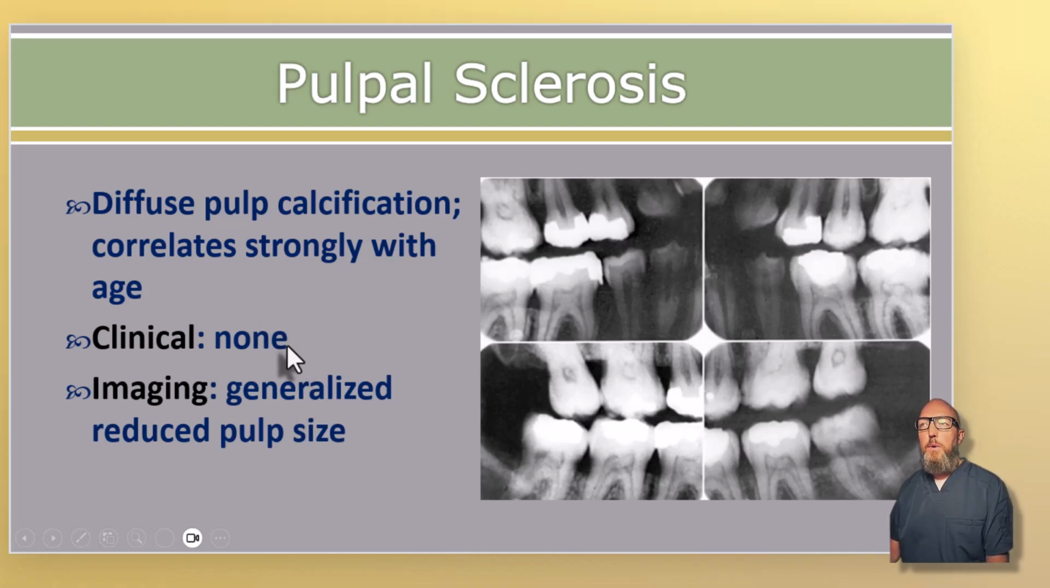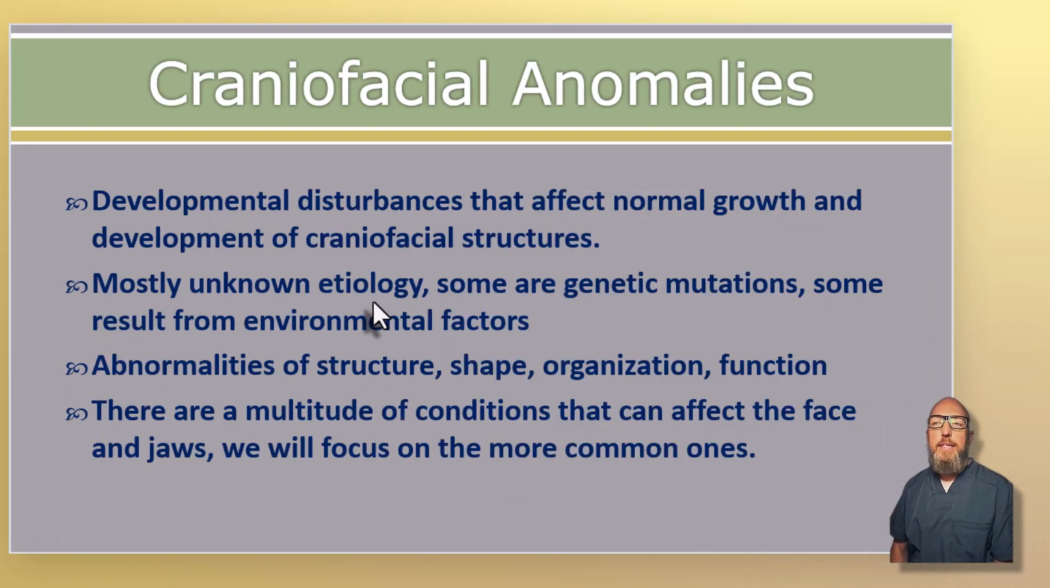But what's the big takeaway from either pulp stones or pulpal sclerosis? That's going to be a more difficult root canal. It doesn't mean they need root canals necessarily, but if they do need a root canal, more likely you're going to want to refer it or really know what you're doing with having to excavate some of this sclerosis, some of this calcification. All right, that does it with the dental abnormalities.